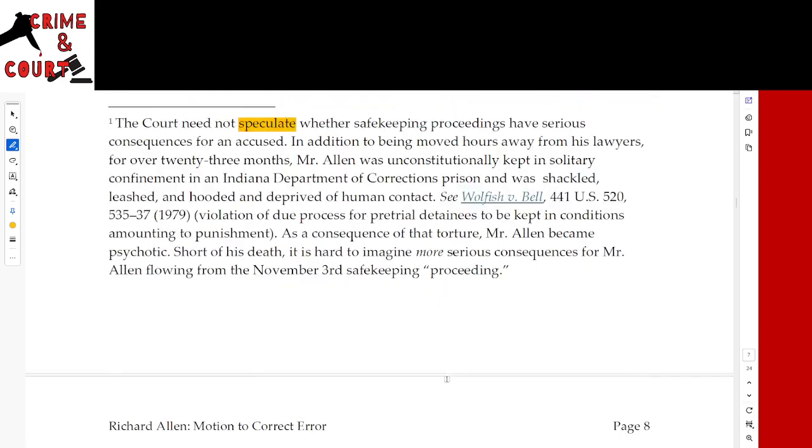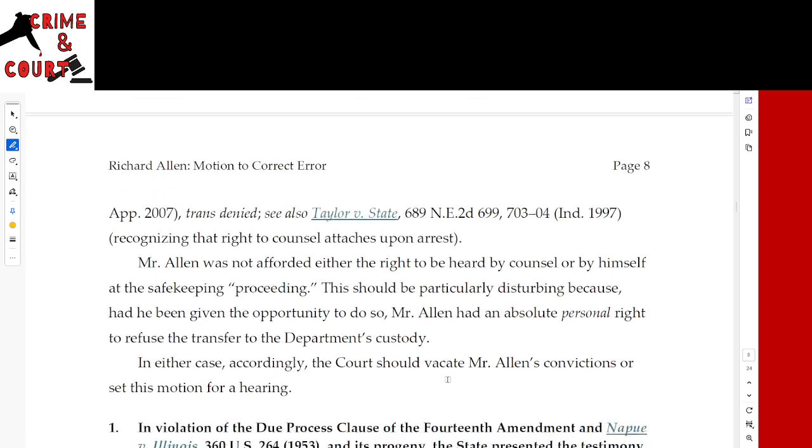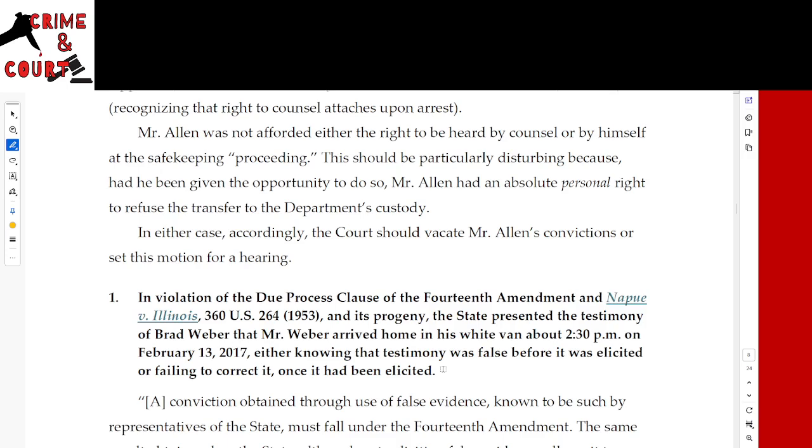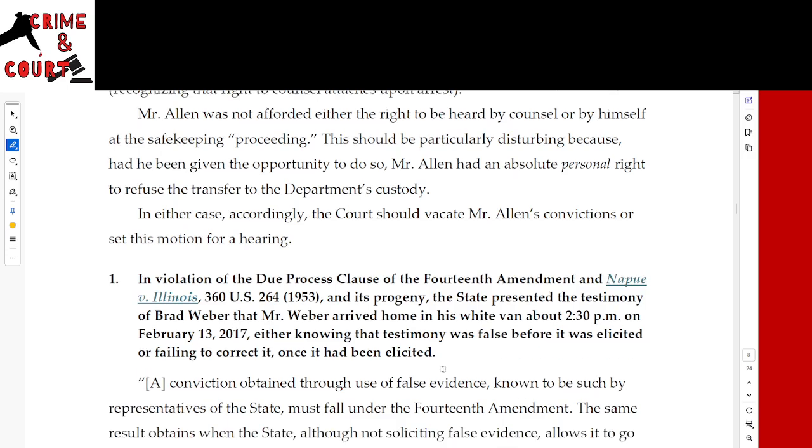There you have that footnote. All right. Mr. Allen was not afforded either the right to be heard by counsel or by himself at the safekeeping proceeding. This should be particularly disturbing because he had been given the opportunity to do so, or had he been given the opportunity to do so, Mr. Allen had an absolute personal right to refuse the transfer to the department's custody. In either case, accordingly, the court should vacate Mr. Allen's convictions or set this motion for a hearing.